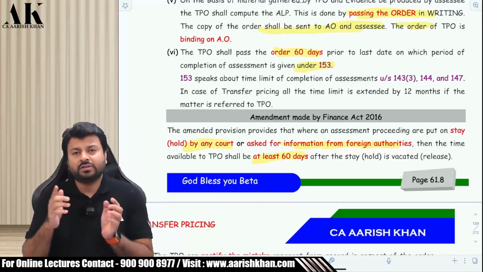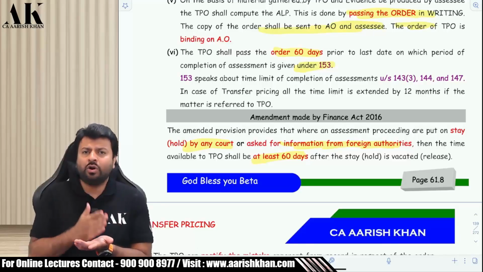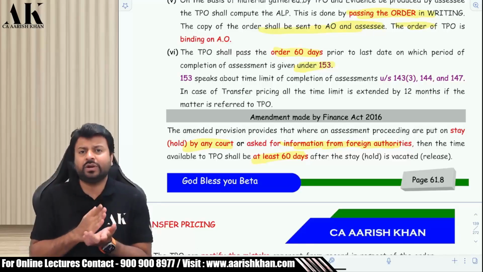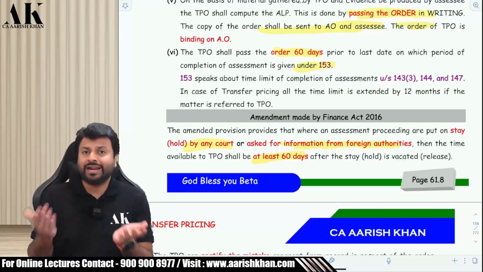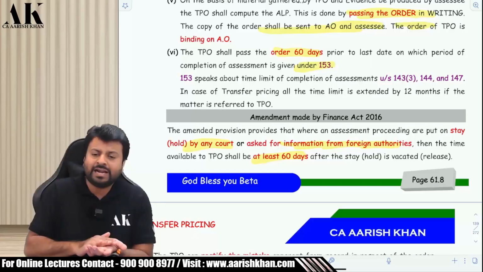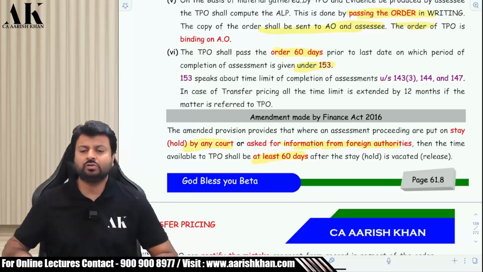So be very careful. Suppose the assessment is on hold because of some reason, like it is mentioned over here. Now, suppose it was on hold for 50 days. So you will get that 50 days, no doubt. You get that extension of 50 days. But apart from that, you will also get at least 60 days to complete what? To complete the order which is passed under this section.